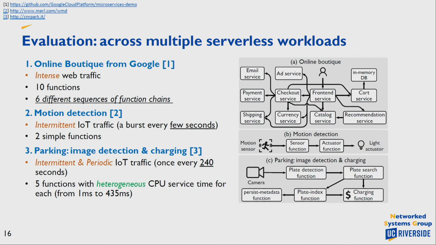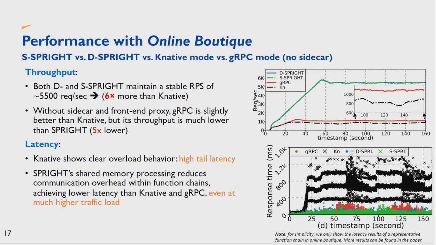So let's take a look at the quantitative analysis through several realistic workloads. We use this Online Boutique workload, which was brought in by Google, and I believe many of us use it. It's intense web traffic with 10 different functions, and there are 6 different sequences of function chains in this workload, and I'm going to talk about this one in detail. We also have 2 other workloads: motion detection, like IoT behavior, and a more heavyweight one, parking image detection and charging.